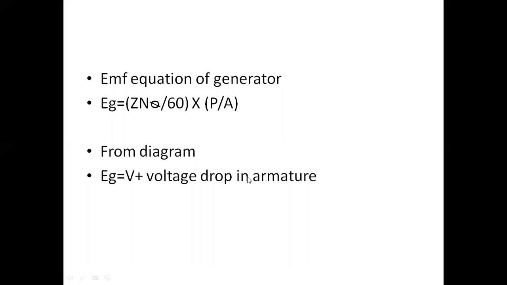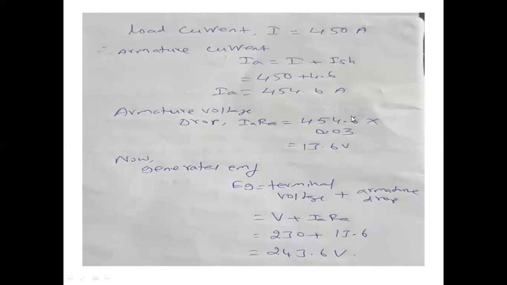Voltage drop in armature, that is nothing but armature current multiplied with the armature resistance. So armature current is nothing but 454.6 multiplied by 0.03. 0.03 is nothing but your armature resistance. You got the 13.6 volt.